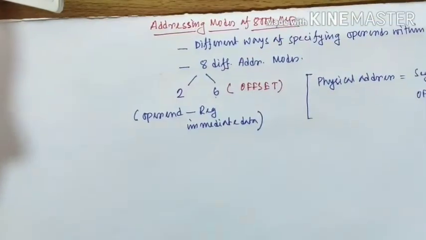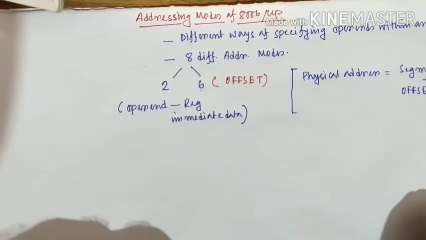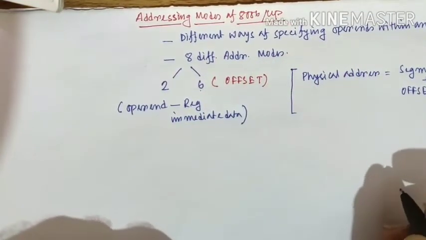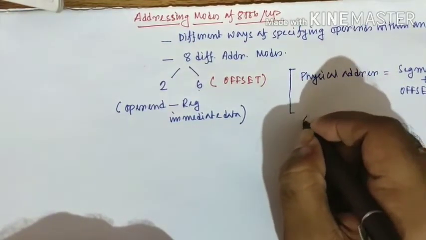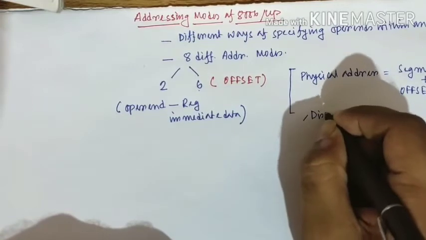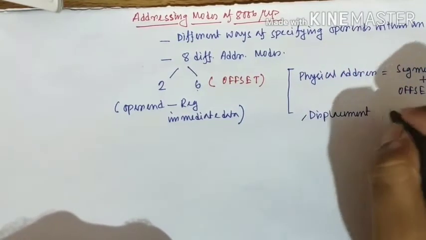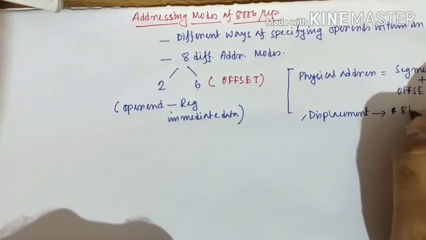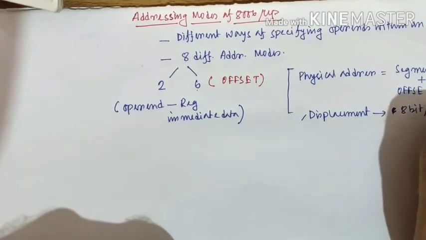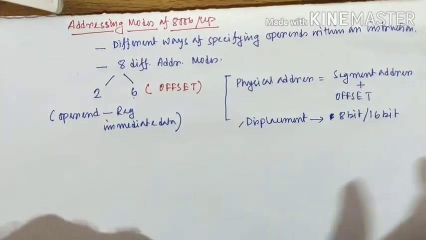Now within the addressing modes, for the instructions of 8086, a few more things we need to remember. One term will be there, that is called displacement. Displacement can be 8 bit or 16 bit. Offset is a type of displacement, we already know that.